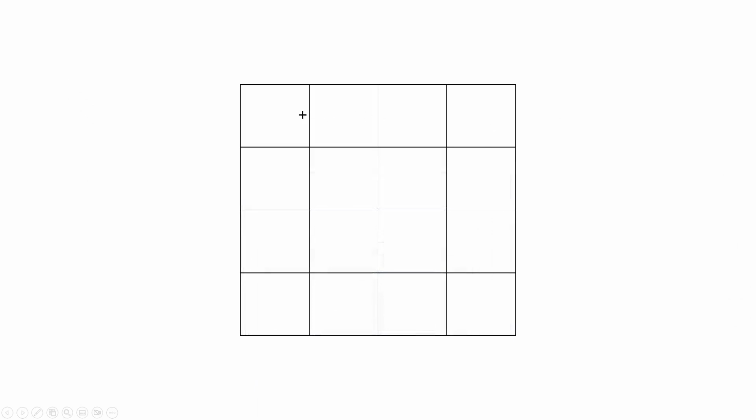Okay, let's start with a 4x4 grid. To generate a maze in such a grid, the first thing we need to do is to select an entry point. So right now we have an entry point here. The blue dot means the current location, and the cell becoming green means that it is being visited.